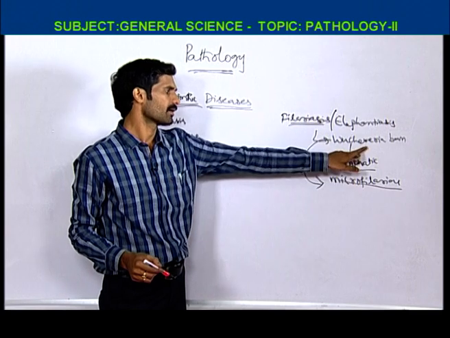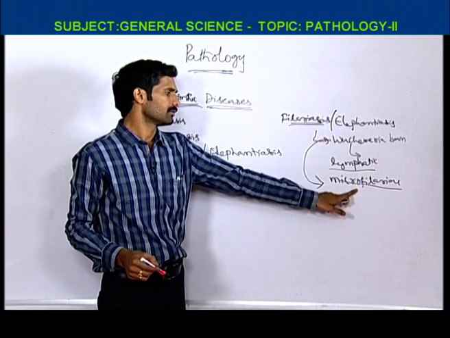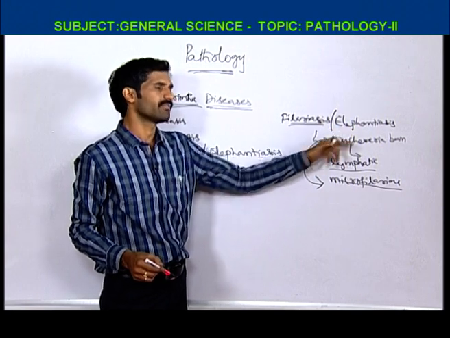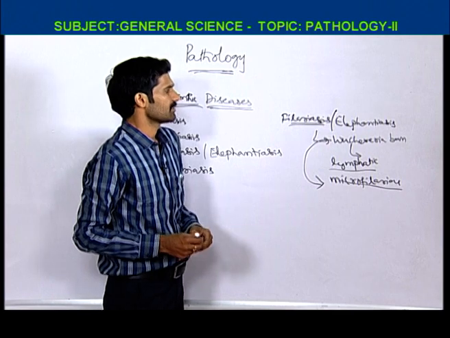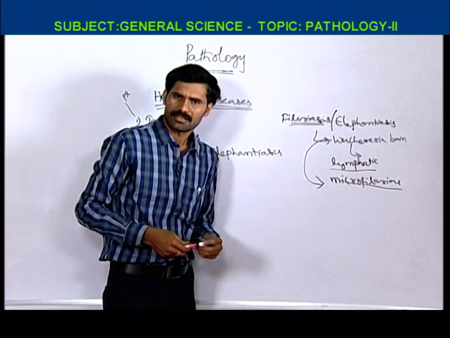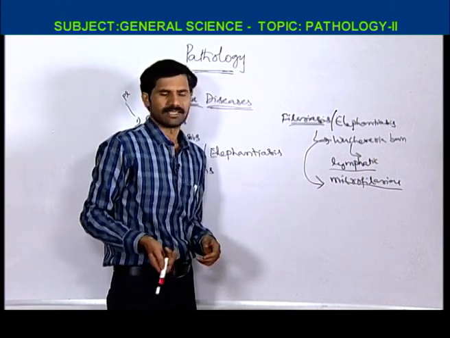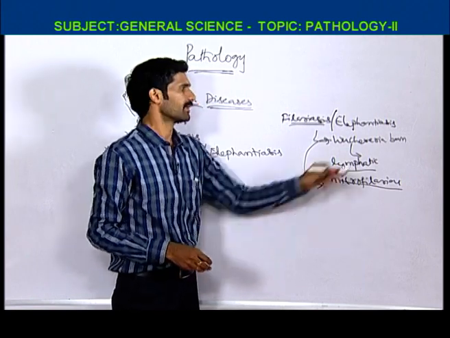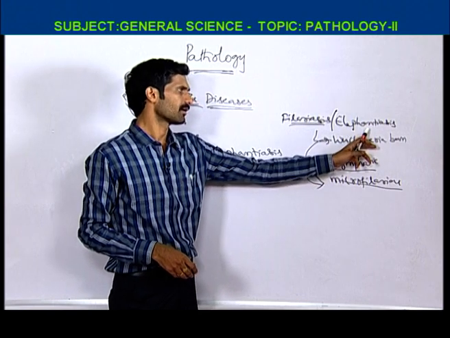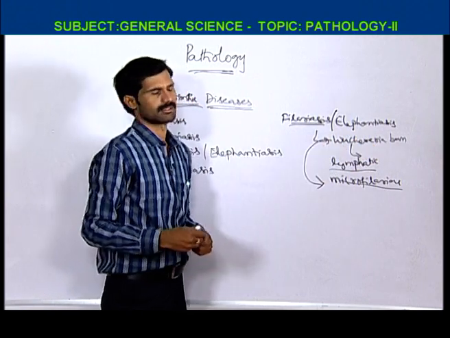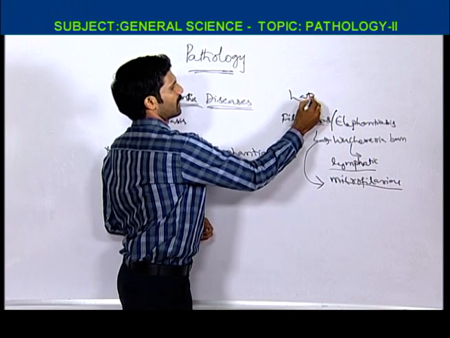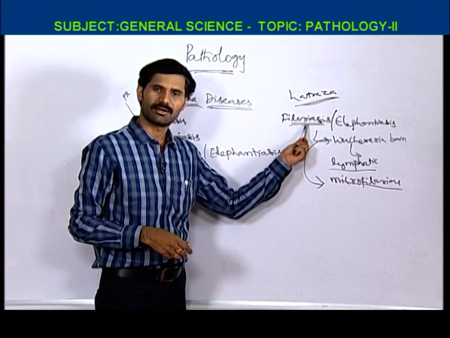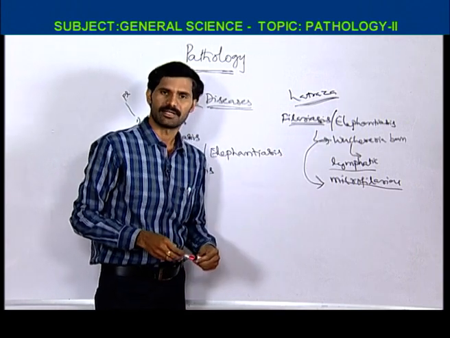Larval forms of Wuchereria bancrofti are called microfilariae. Filariasis is also called elephantiasis because in severe cases the legs become elephant trunk like, hence called elephantiasis. And hetrazan is the effective drug in treating filariasis or elephantiasis.